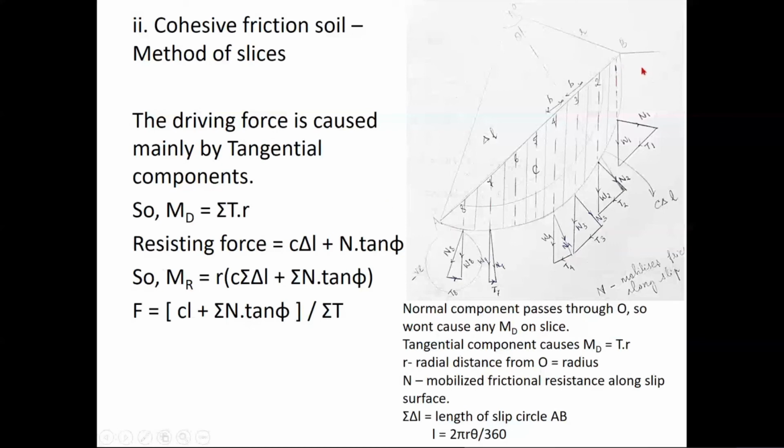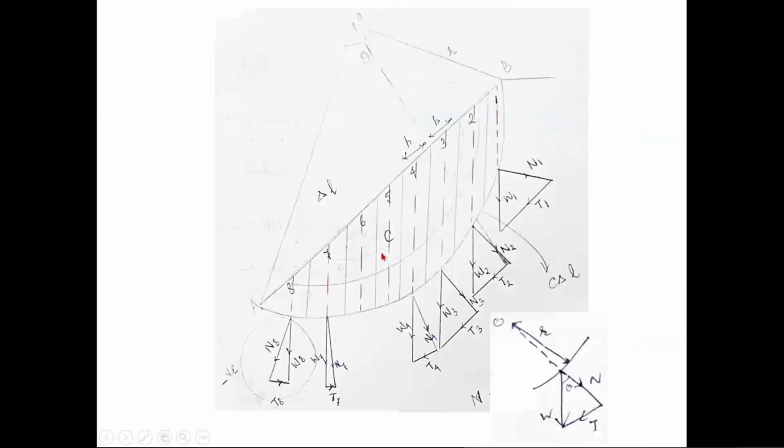What resists that movement? As you can see in this figure, the length of this arc is AB, and I have divided it into different slices, each of width b, and the arc length here is delta L. All right. So for each of those slices, how much cohesion is mobilized? C into delta L. Correct? Total cohesion for each slice will be C into delta L.